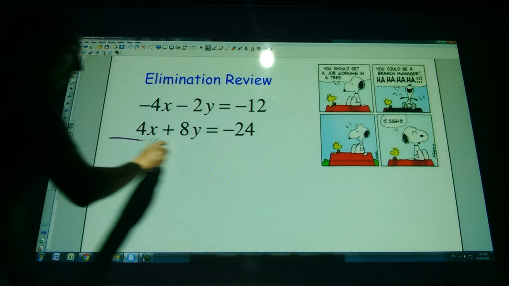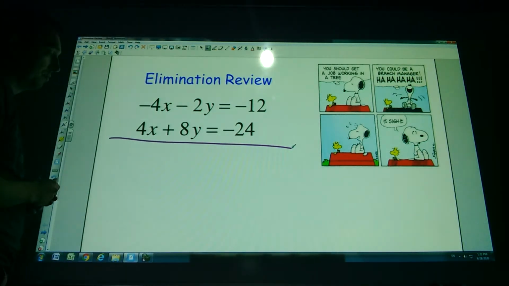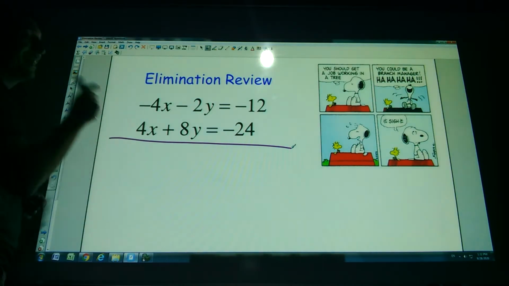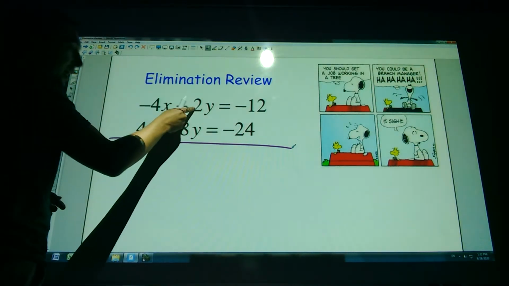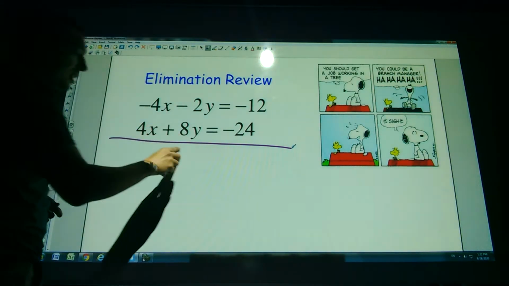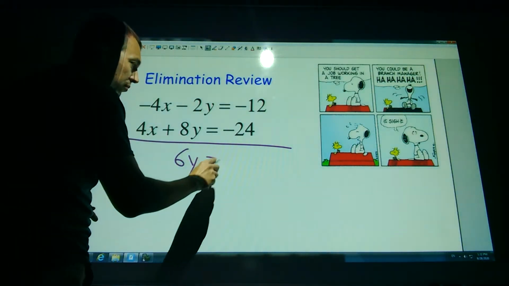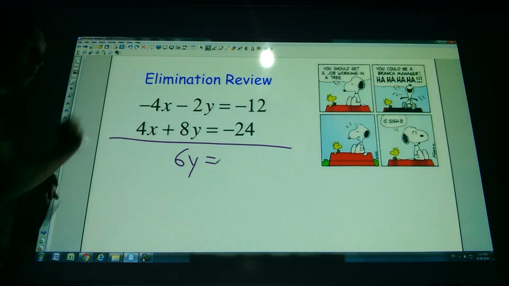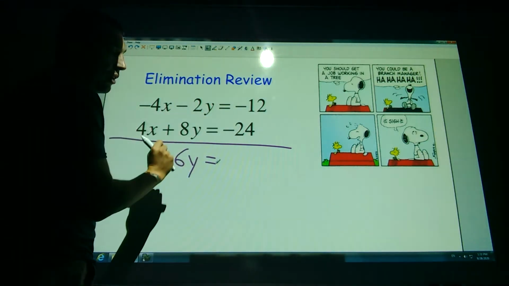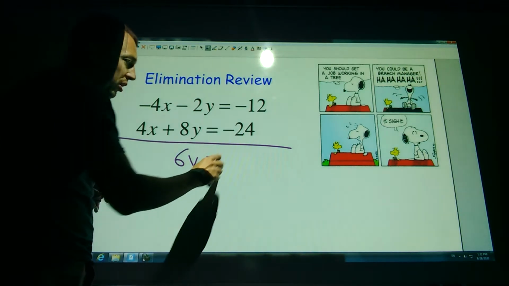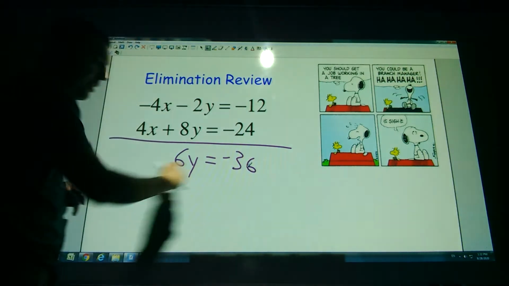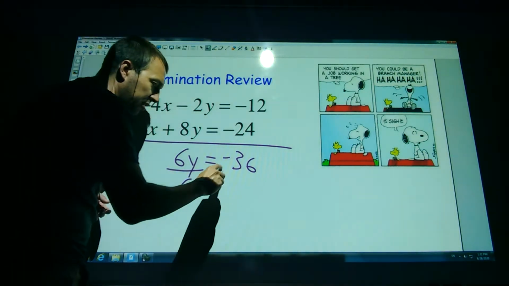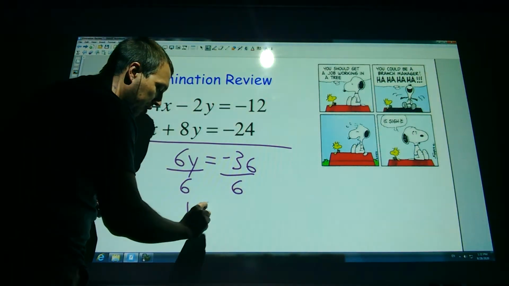We're going to add these two equations. Negative 4x plus 4x is 0. Negative 2 plus 8 is 6y. Notice the x's are eliminated. They are gone. That's why we call it elimination. Negative 12 plus negative 24 is negative 36. And now this equation is pretty easy. Divide both by 6. y equals negative 6.